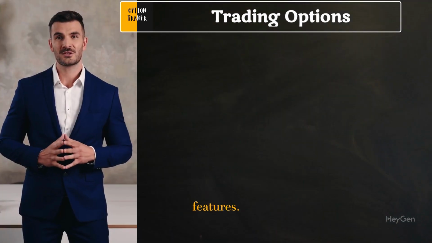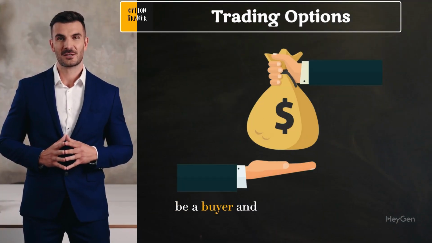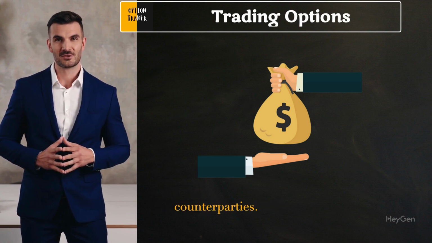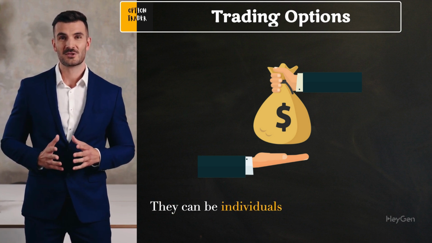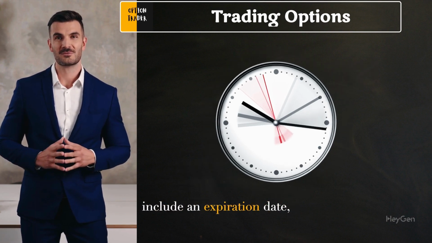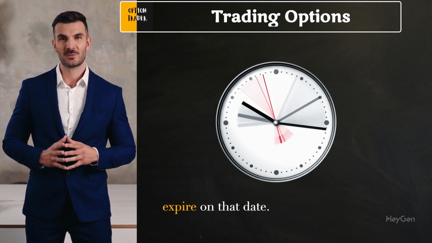Derivatives share some common features. Firstly, there must always be a buyer and a seller. These buyers and sellers are referred to as counterparties. They can be individuals or liquidity providers. All derivative contracts must include an expiration date, and the contract should expire on that date.